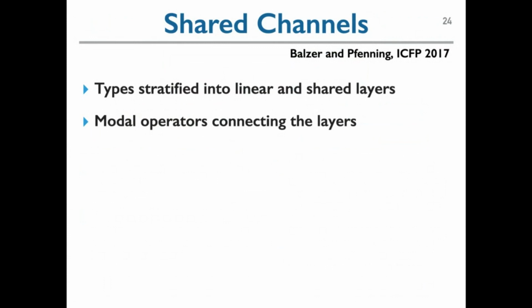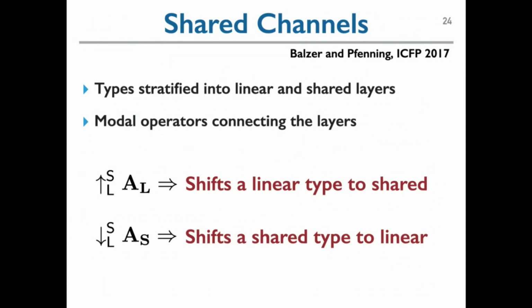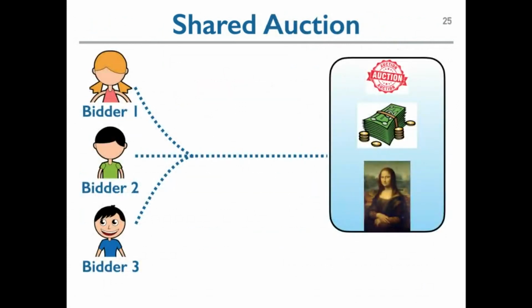Here, basically, the idea is that the types are stratified into two layers. So there's a linear layer and there's a shared layer. And there are modal operators connecting the two layers. In particular, there's an upshift operator, which shifts a linear type to shared. And there's a downshift operator, which shifts a shared type to linear. So programmatically, what this translates to is that the auction basically has a shared channel that is offered to all the different bidders. And to interact with the auction, you need to first acquire that shared channel. Kind of works very similar to shared memory.